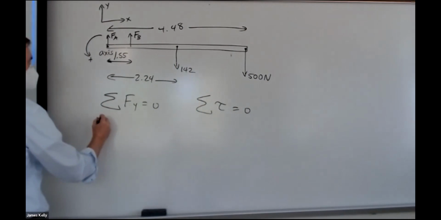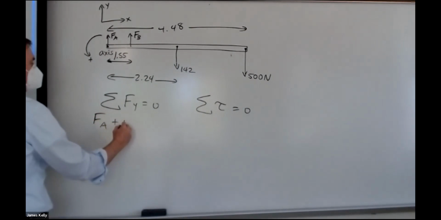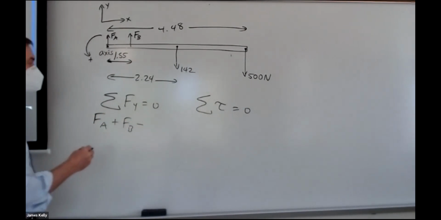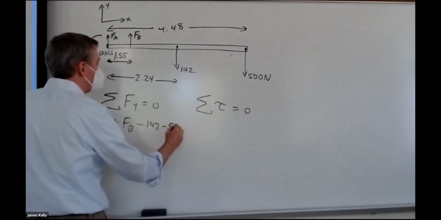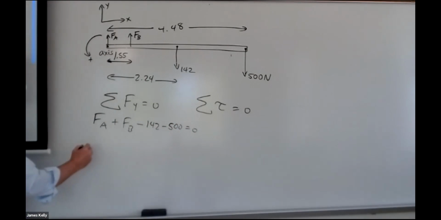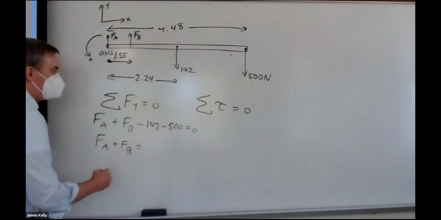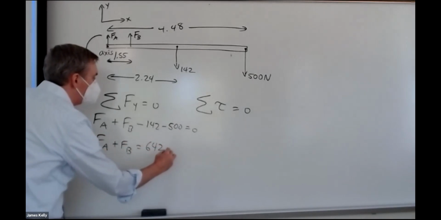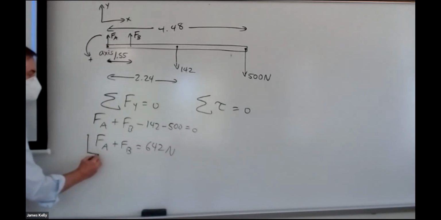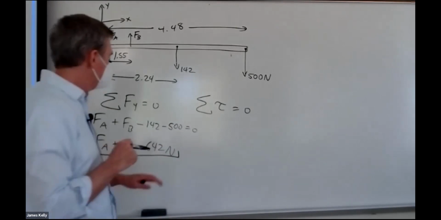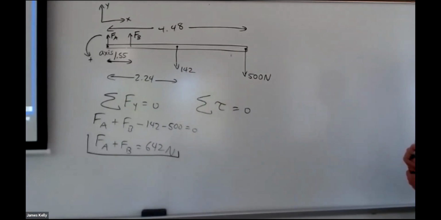So I would have something that looks like FA plus FB minus 142 minus 500 equals 0. And that tells me that FA plus FB has to equal 642 newtons. And that's great. That's a piece of information. So now I know if I get either FA or FB, I'm good, right? Then I can get the other one from that. So we're halfway there, even though we don't have the satisfaction of getting anything definite yet.